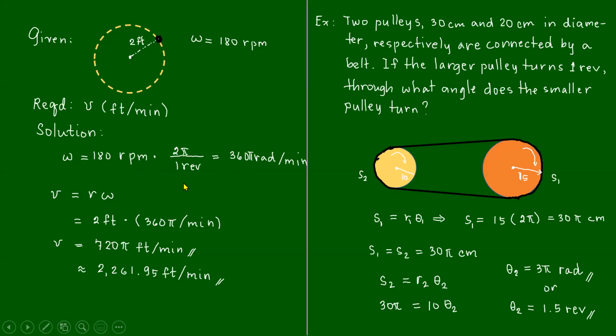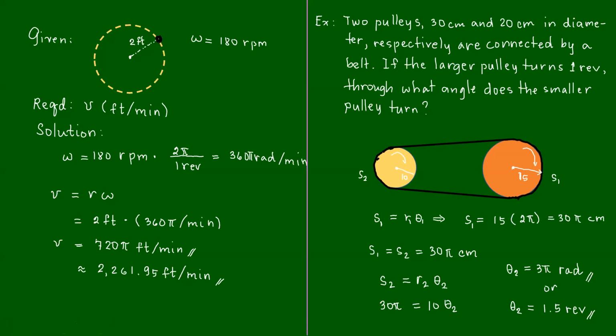That is 2 pi for every 1 revolution. One complete revolution is 360 degrees. So 2 pi per 1 revolution, cancel revolution, and we have 360 pi radians per minute. When substituted, we remove the radian, we don't need that. So 2 feet times 360 pi per minute is 720 pi feet per minute, or 2,261.95 feet per minute. That is how fast the rock is traveling around the circular path.